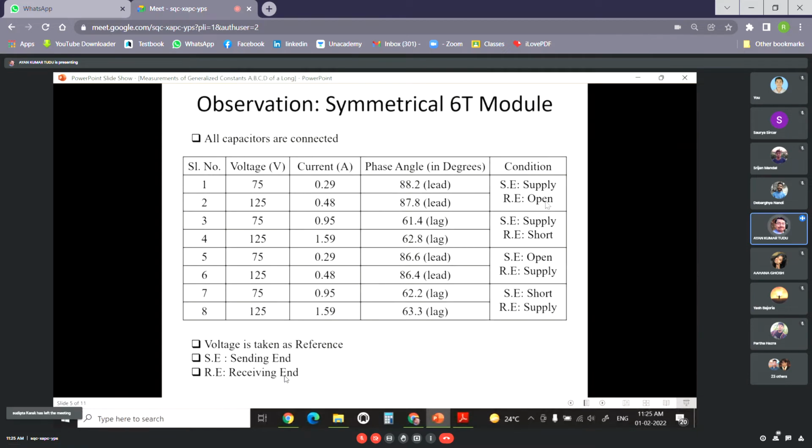So how do we reduce the Ferranti effect? Obviously we want the Ferranti effect to be less, and that's why we go for shunt inductance. Whenever the voltage value is much higher, I have a figure on that also.